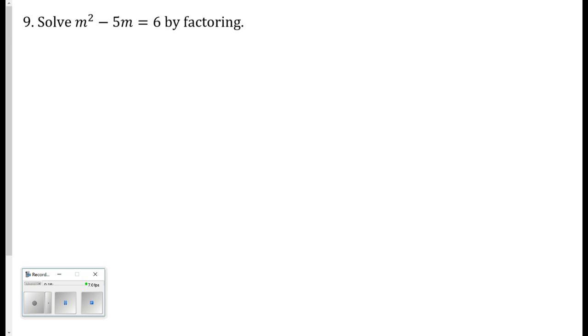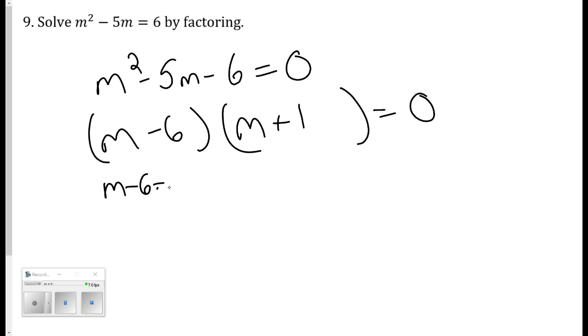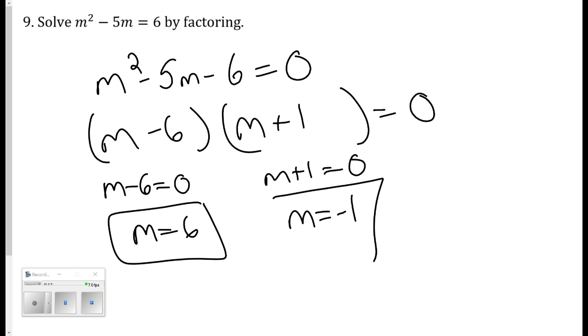Solve this equation by factoring. So when we solve quadratic equations, we need to set them equal to 0. So I'm going to have to subtract over that 6, set it equal to 0. Factoring, I need to find what multiplies to negative 6 that adds to negative 5. Well, what multiplies to negative 6 that adds to negative 5? That's going to be negative 6 and positive 1. If I multiply two things together and get 0, then one term is 0, or the other thing is 0. So we get m equals 6, m equals negative 1. So those are the two solutions to that equation.